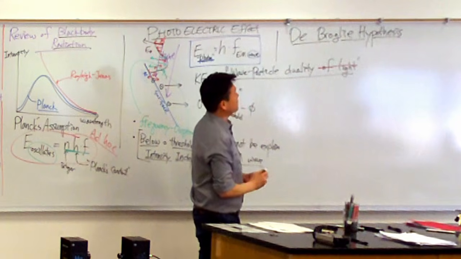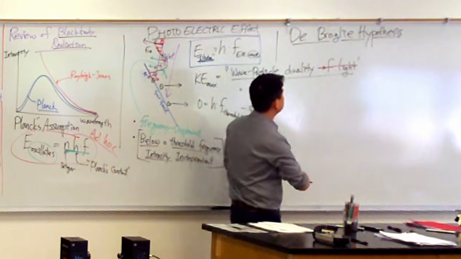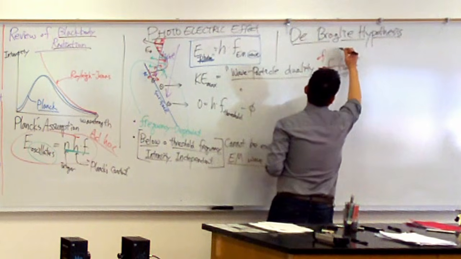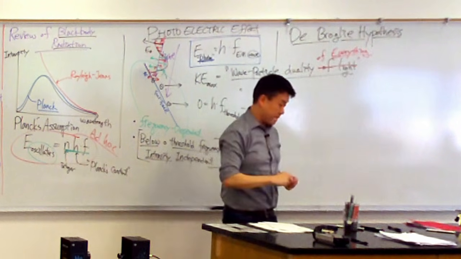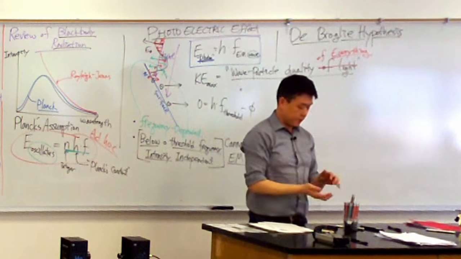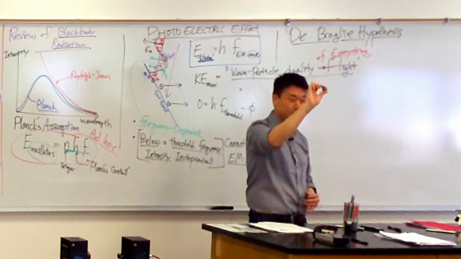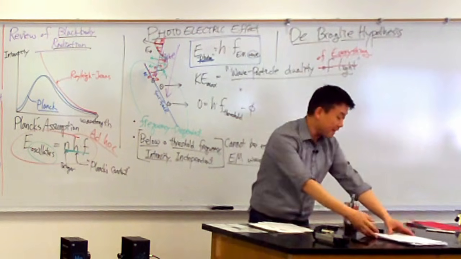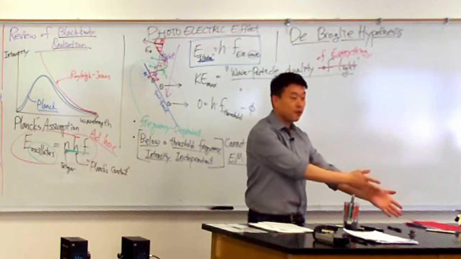He made this assumption, this hypothesis, that this wave-particle duality exists with everything. For example, if you have this, I was asking, what is the wavelength of this? De Broglie would say that yes, this does have a wavelength, and we can actually assign a wavelength to it.